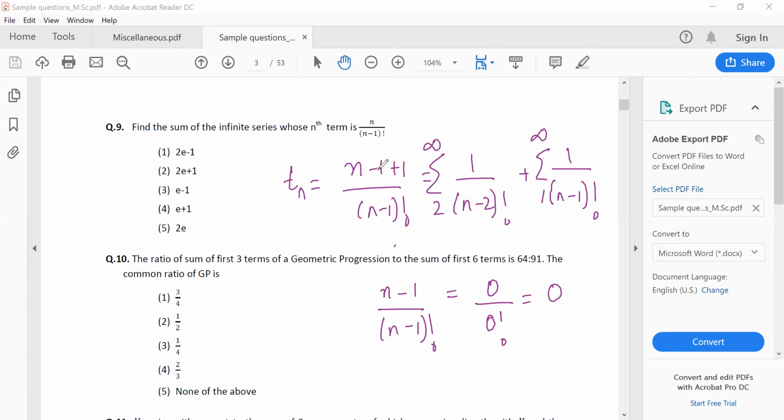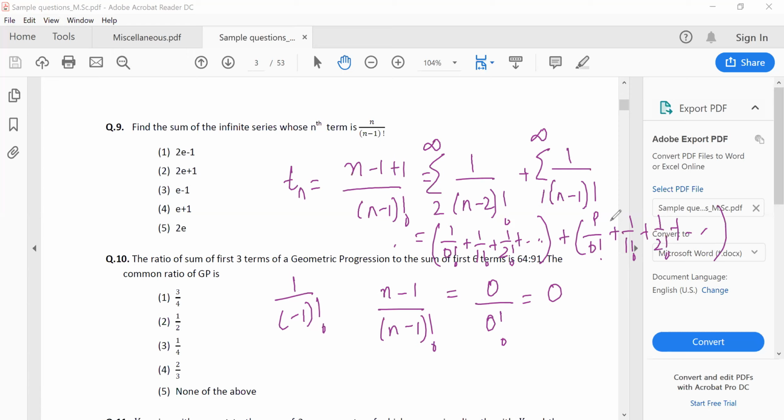Understand that I canceled n minus 1 by n minus 1 factorial, assuming that n minus 1 is not equal to 0. If n is equal to 1, it will be 0 by 0 factorial, so to cancel it, that's why I started from n is equal to 2. Starting from 2, you get 1 by 0 factorial plus 1 by 1 factorial plus 1 by 2 factorial. The other one also gives the same, 1 by 0 factorial plus 1 by 1 factorial plus 1 by 2 factorial. Both are e, okay? You can use either method.